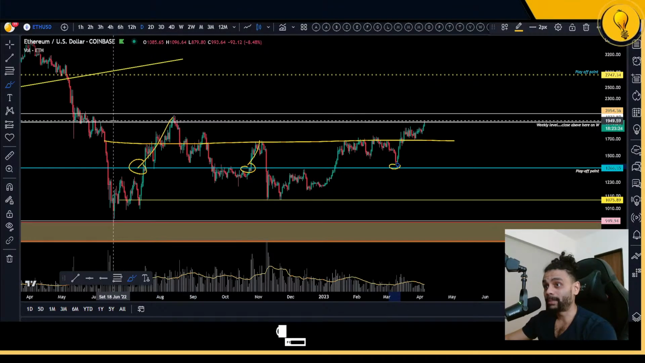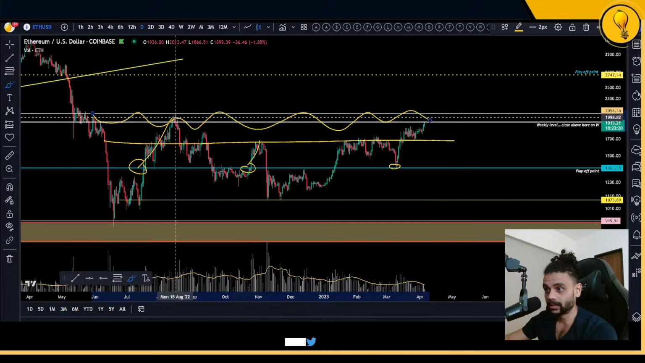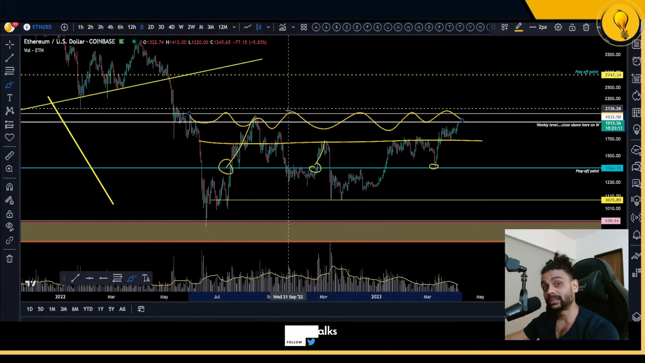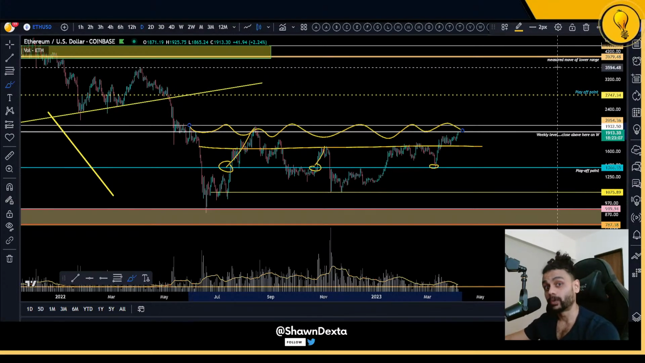Now, we are coming up against the key level that we haven't tested in a year. The last time we came up against this level was 15th August, guys, 15th August 2022. If Ethereum manages to break past the zone this time around, we're likely going to make our way eventually all the way up to $4,000, right?